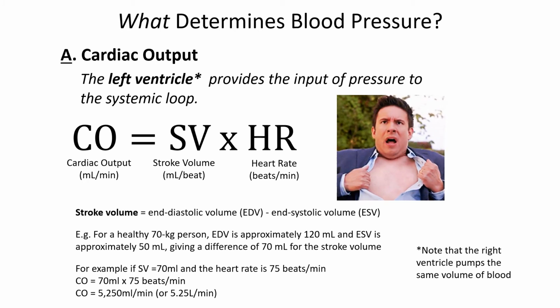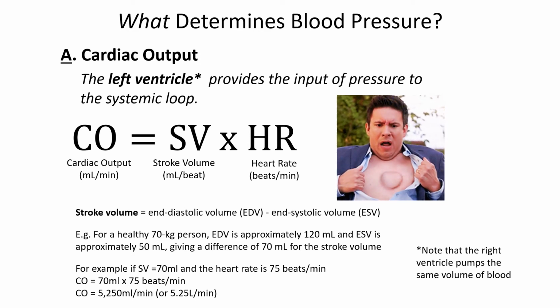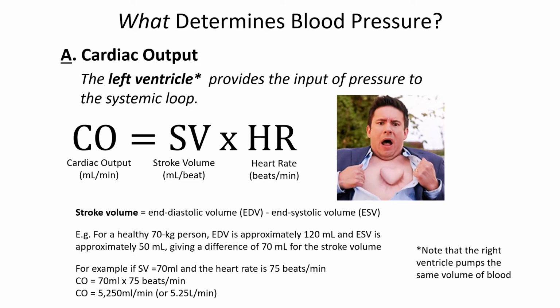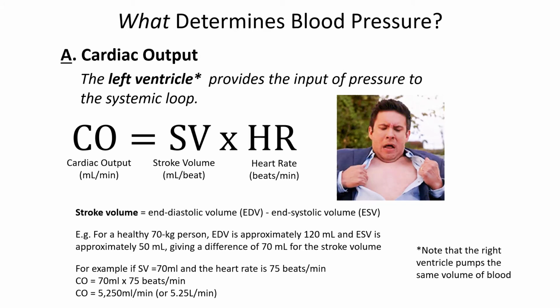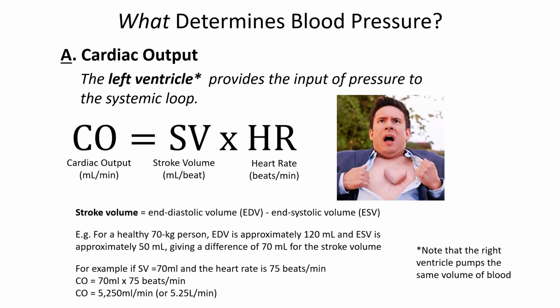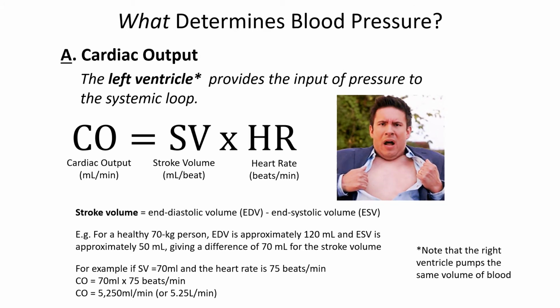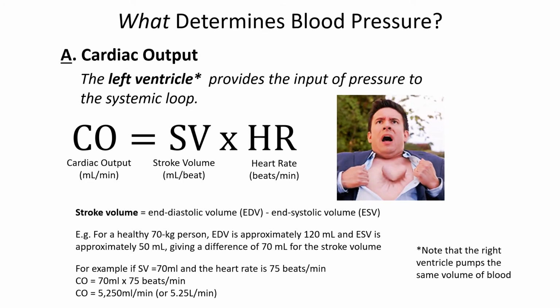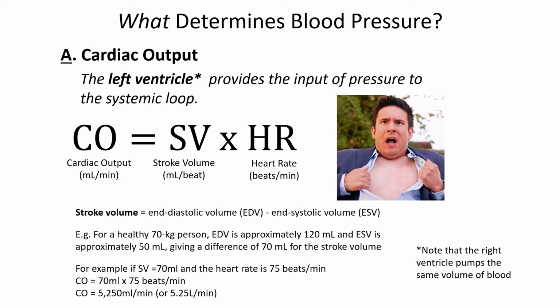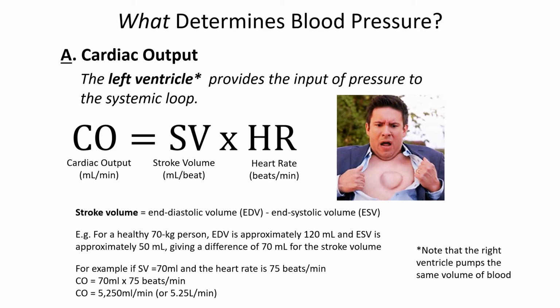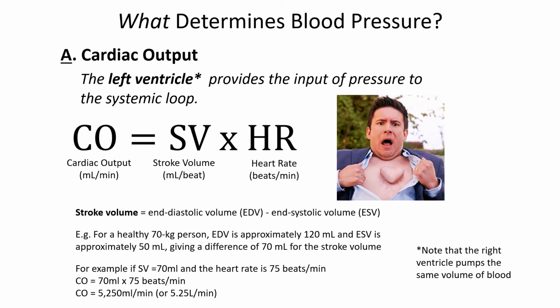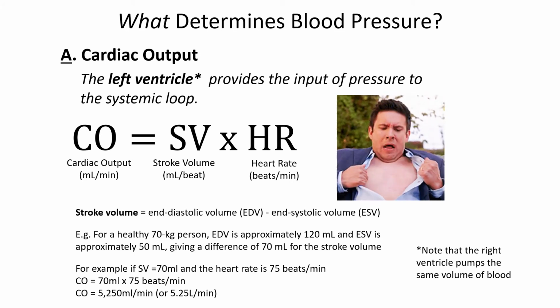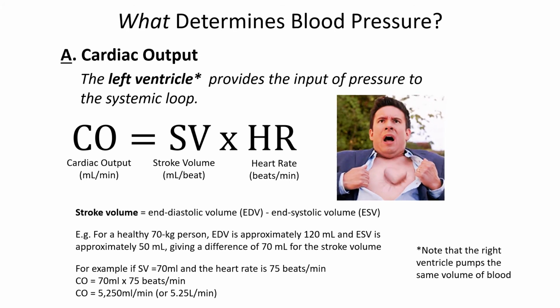Now, if we take that 70 mils and we multiply it by the heart rate, we will get the cardiac output. So we have a heart rate of 75 beats per minute. What that means is we have 70 mils being pushed into the aorta 75 times per minute. And we get a cardiac output of 5,250 mils per minute, or 5.25 liters per minute.